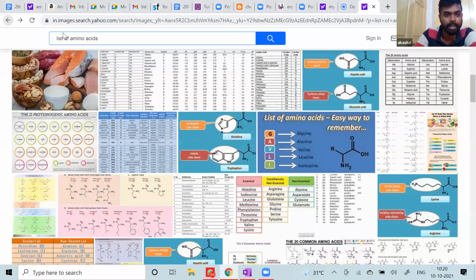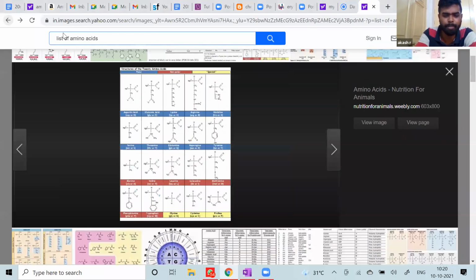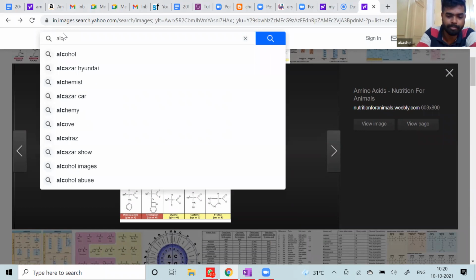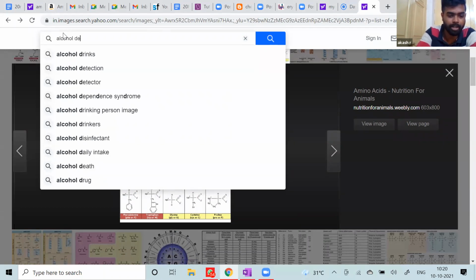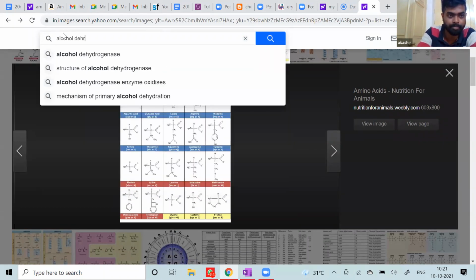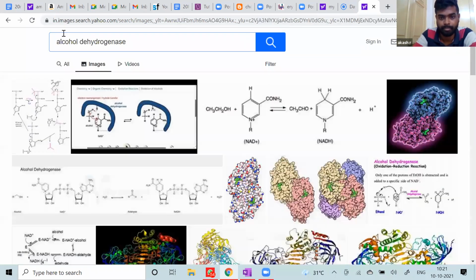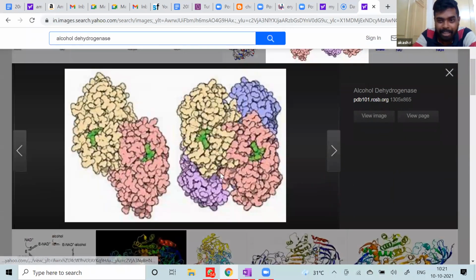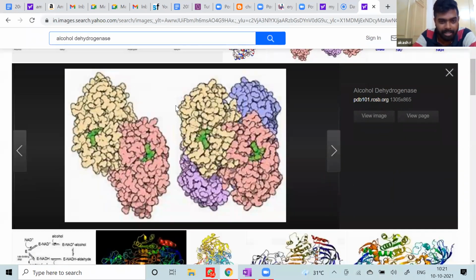Right. Say, I want to show some proteins, say alcohol dehydrogenase. Now, see what kind of structures you're getting. Are you able to understand anything from here? This is the kind of structures you will have for proteins.